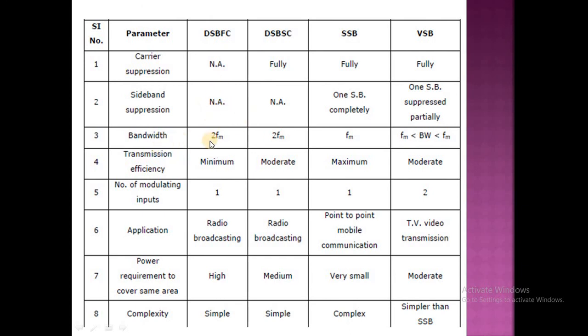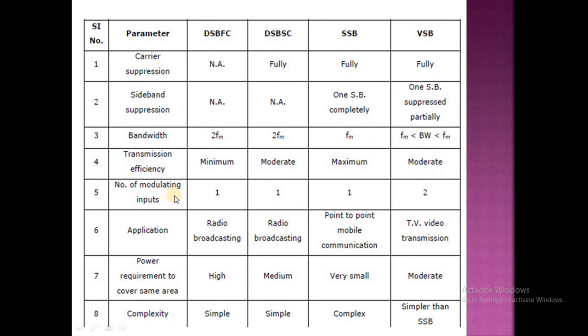Bandwidth. The bandwidth requirement is 2 fm in case of a DSB-SC. In SSB it is fm. So the bandwidth lies between fm and 2 fm. Okay. Transmission efficiency is minimum in DSB-FC, moderate in case of a DSB-SC, maximum in SSB, and moderate in VSB.